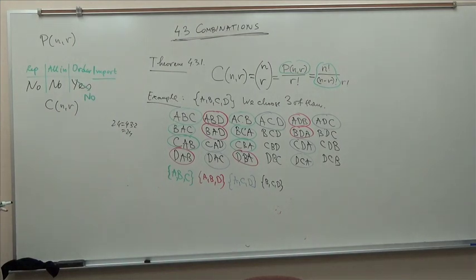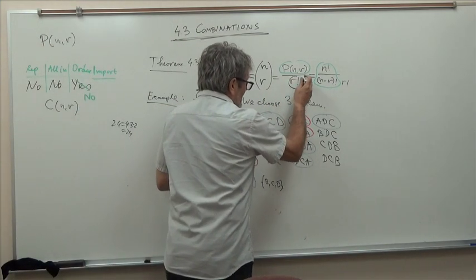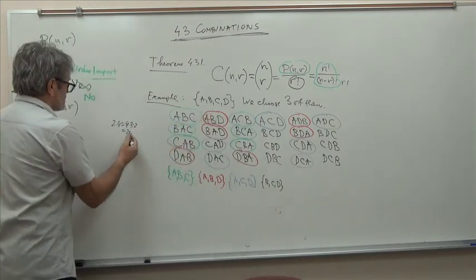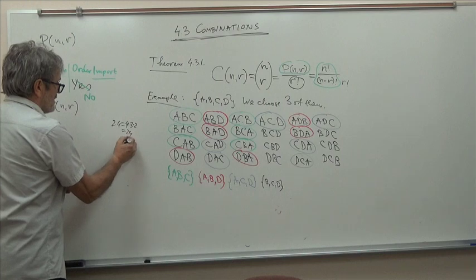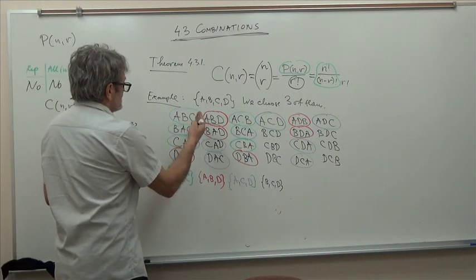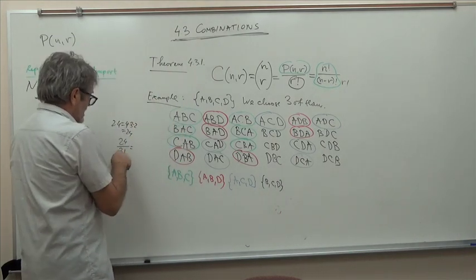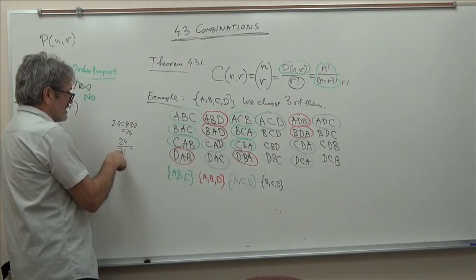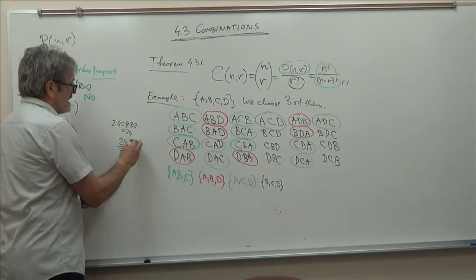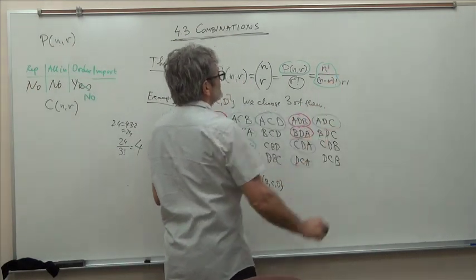Just 4 configurations. And actually that's exactly why we divide by R factorial. Because here we divide, so it was 24. But I divided by 3 factorial. Why? Because all these shufflings within A, B, and C count as only 1. So I have 6, 3 factorial, shufflings. But if I want to count them as 1, I need to divide. So I get 4. So hopefully that explains this formula.